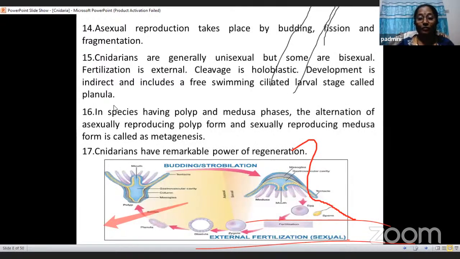So the name of the larva over here, if you remember the poriferans, we were talking about 4 different larvae. Here you're going to find only one larva, that is the planula larva. So if they ask you to talk about the larval form of the cnidarians, you're going to talk about the planula larva. The species having polyp and medusa phases show alternation of an asexually reproducing polyp and a sexually reproducing medusa, which is also called metagenesis. And they have a remarkable power of regeneration. Now you know what exactly regeneration is.